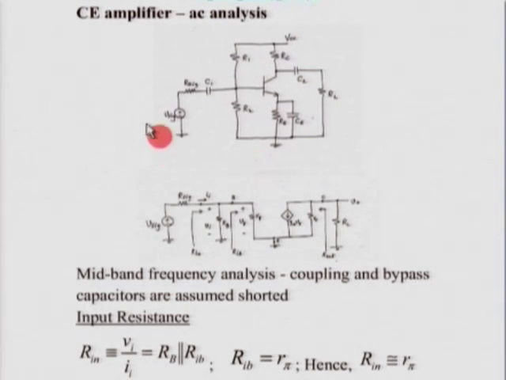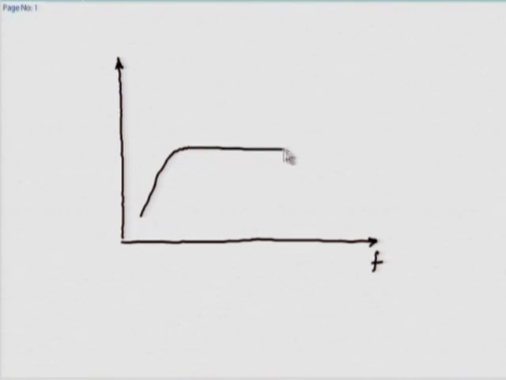Now, before we start analysis, one very important thing to keep in mind is that we are talking about midband frequency analysis. Again, what do we mean by midband? We can draw the frequency response of a common emitter amplifier, the one which I showed just now, something like this. The amplifier characteristic is like a band pass filter. It has two cutoff frequencies, the lower cutoff frequency and the upper cutoff frequency. We have a region in the middle which is called the midband.